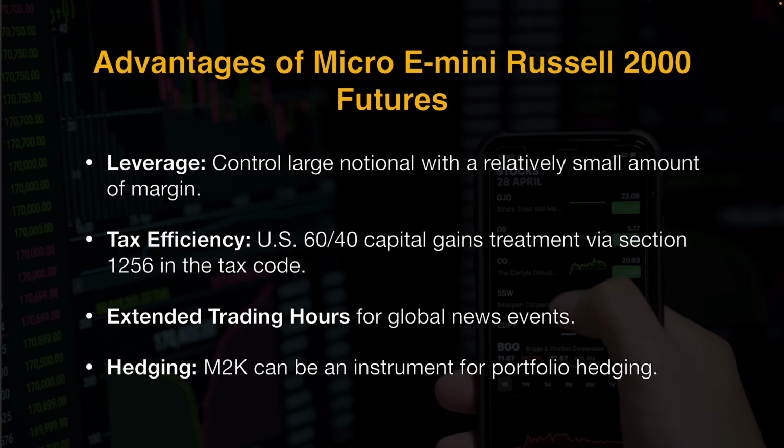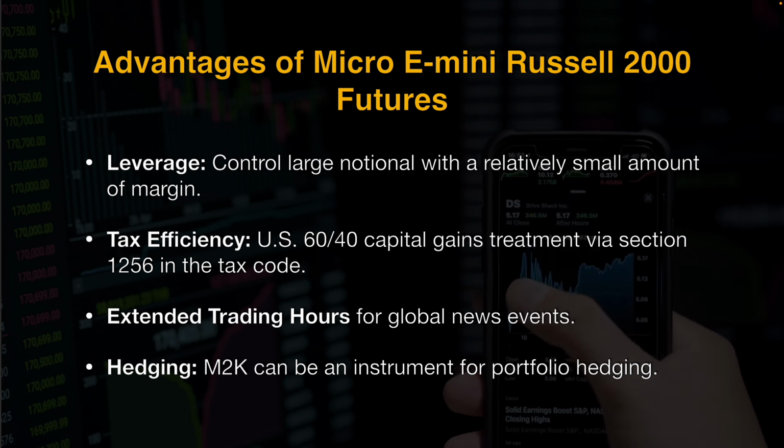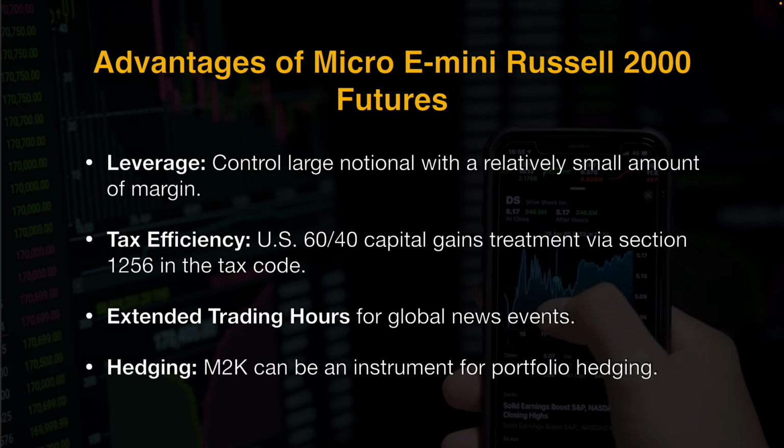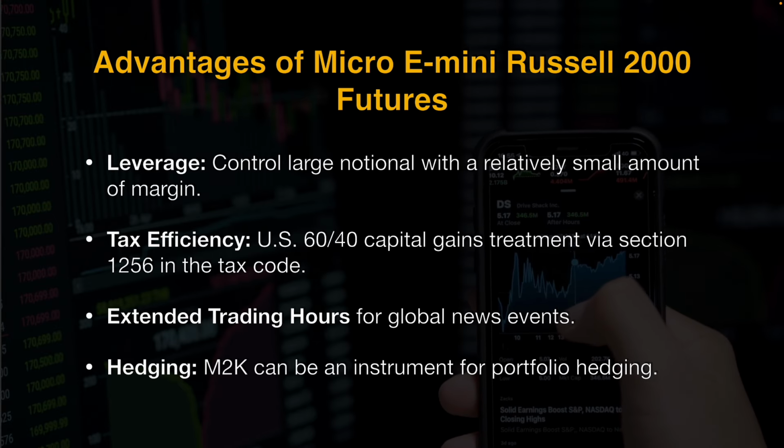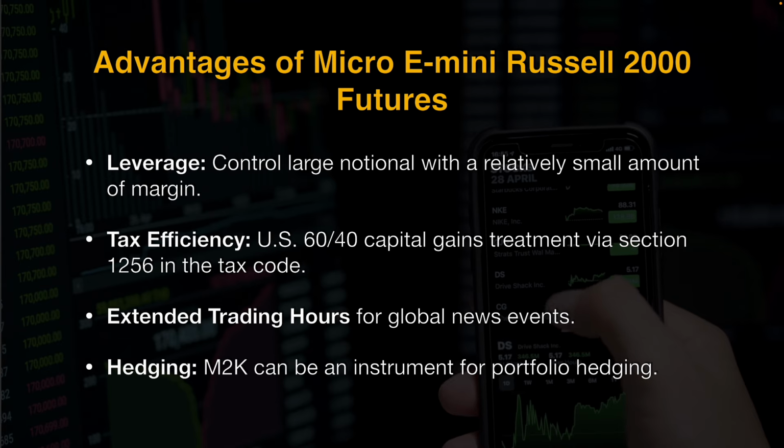Well, first is leverage. You can control a large notional value with a relatively small amount of margin. Next is tax efficiency. In the U.S., these contracts enjoy 60/40 capital gains treatment via Section 1256 in the tax code. And if you have questions about this, consult your tax professional. These contracts have extended trading hours. And finally, hedging. M2K can be an instrument for portfolio hedging.